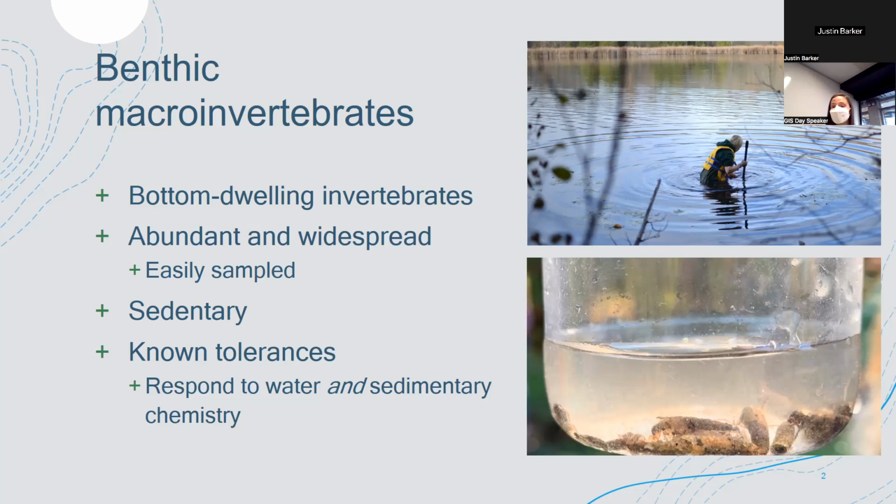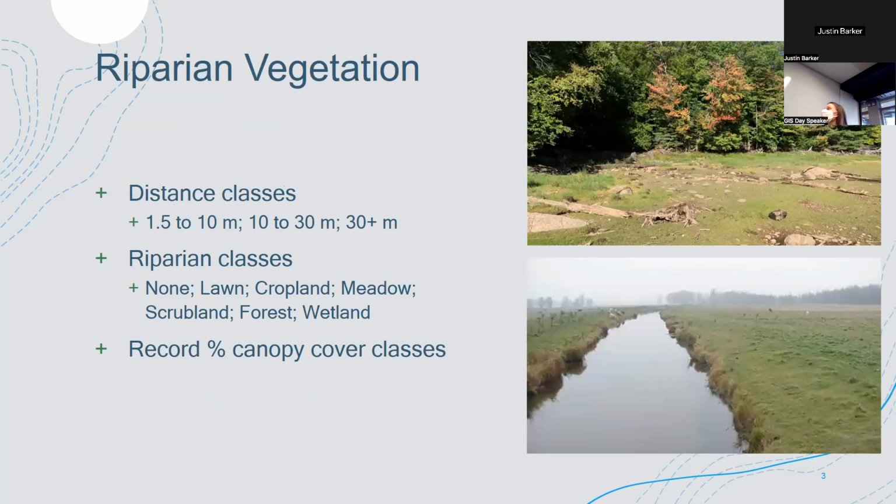Now, when we're sampling these, we often record the riparian vegetation. And so with this, we're recording the vegetation surrounding the site, right? So it's very localized information that we are recording. So we record the distance classes, so from 1.5 to 10 meters, 10 to 30, and 30 plus meters away from that site, going from the edge of the stream or lake out and away from the stream and the lake. With the 30 plus meters, we typically just use Google Earth to figure out what's there.